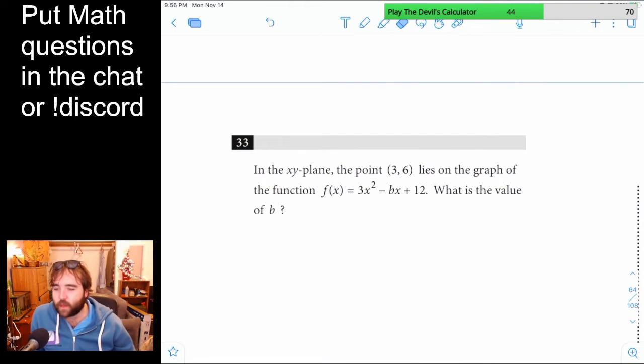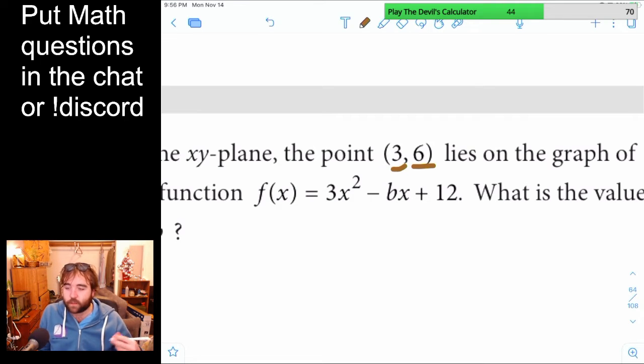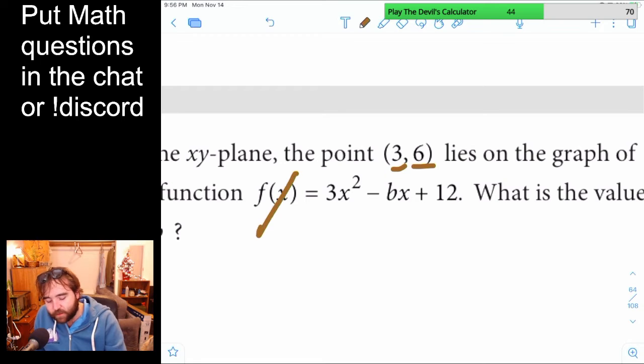So what is this? In the xy plane, the point (3, 6) lies on the graph of the function f. What is the value of b? Oh, well, this is another one of those classics. They give you the two variables, the 3 and the 6. And so then we have to find the last variable. So x equals 3, y equals 6. Remember f of x, that's always your y. So that's what 6 is.